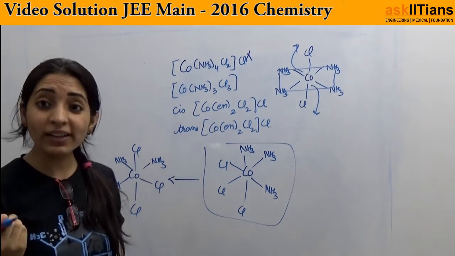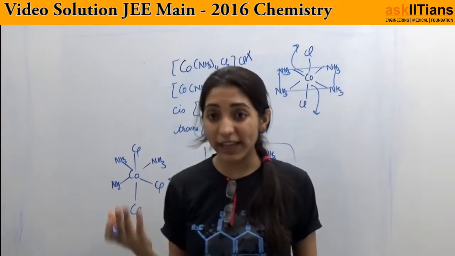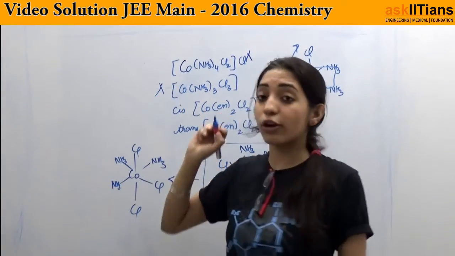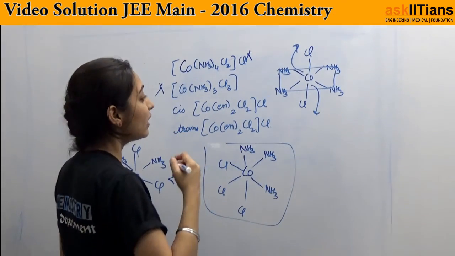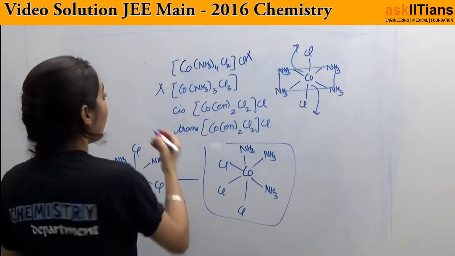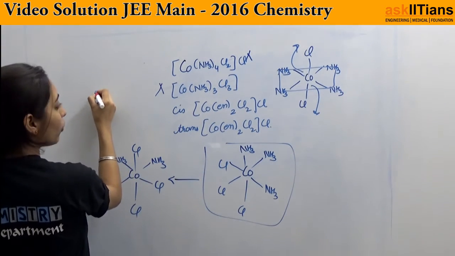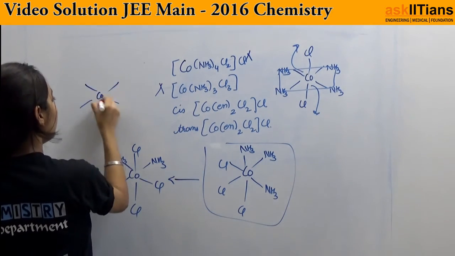So if you look here, you will find that this molecule has a plane of symmetry, and hence this is also not optically active. Coming over to the third option, you have cis-Co(en)2Cl2. And if he's talking about a cis compound, I will say cobalt here.